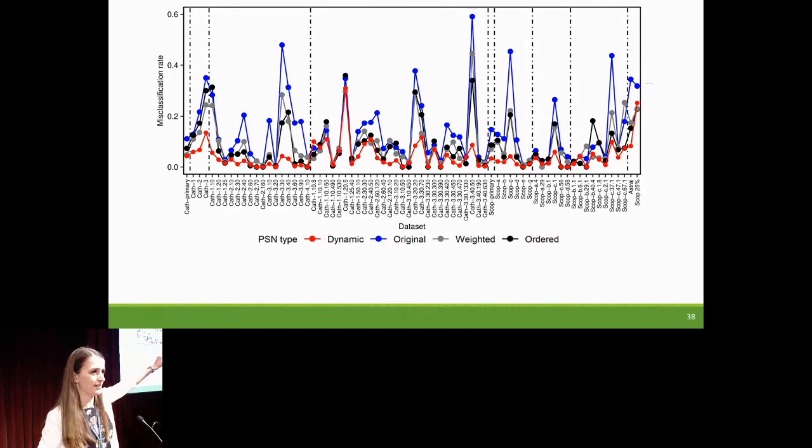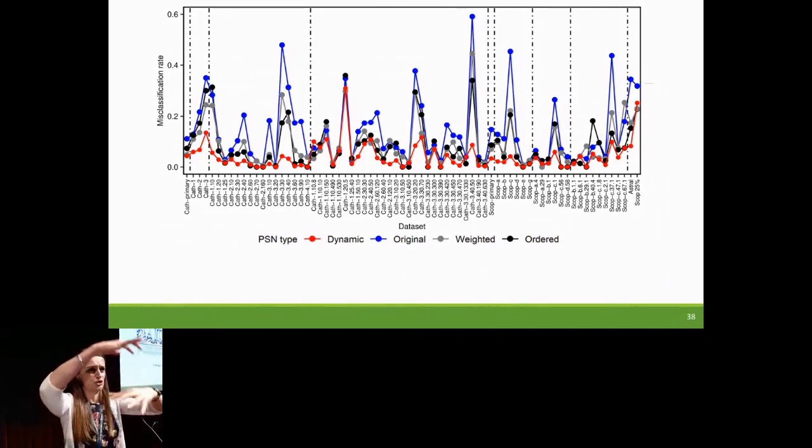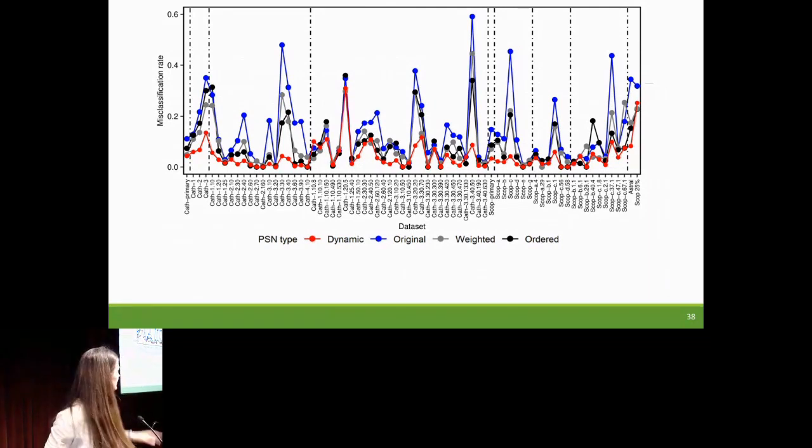Lines technically don't mean anything other than to give us an idea which PSN type outperforms which other if the signal is clear. And again, y-axis is misclassification rate, so lower score is better. In red are dynamic PSNs, and we need to show that they're better than blue. That has to happen to justify the use of dynamic PSNs. And we see that to be the case, but they also outperform very often weighted and ordered graphlets, and I'm going to summarize this numerically.